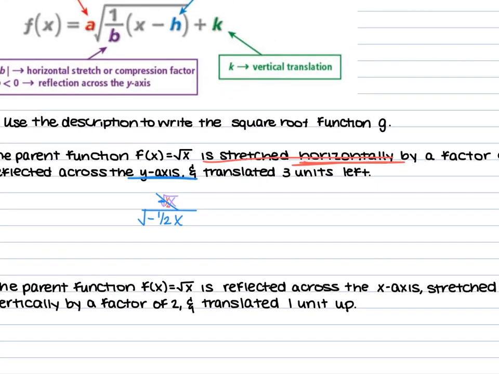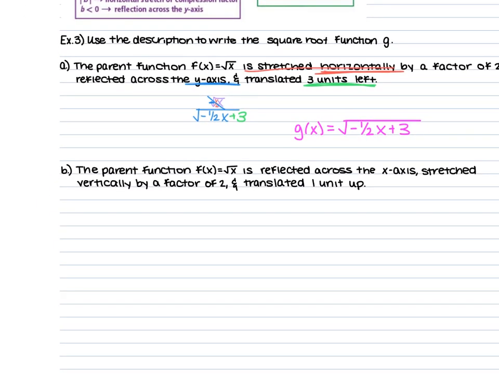And then we're translating 3 units to the left. The left means underneath, so that's going to be the opposite of what you would think. Left would be negative, instead it's going to be positive, so plus 3. So our function is g of x is equal to the square root of negative 1/2 x plus 3, all underneath the radical. Now, when you do this, you have to make sure you put that g of x in front of your function, okay?